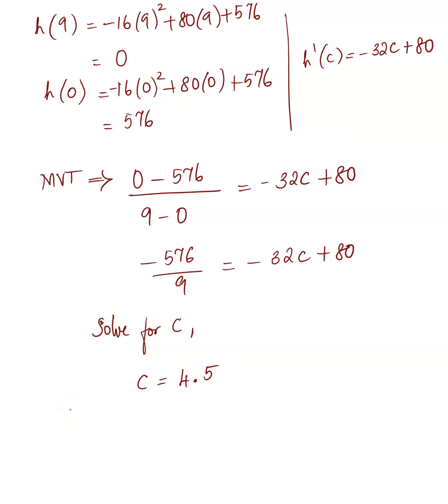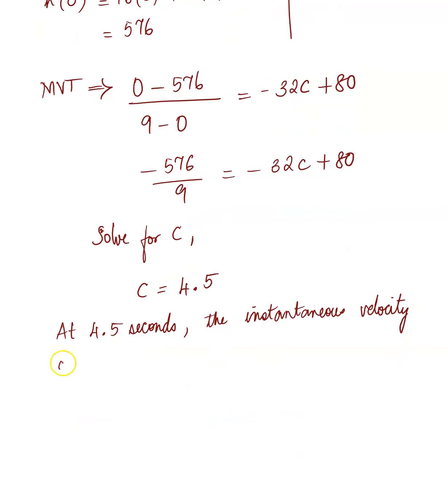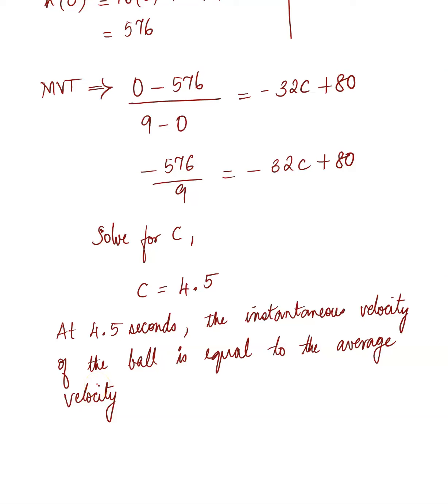Now, because it's a word problem, you have to interpret this. So at 4.5 seconds after launching, of course, then pull the sentence right from the question and say, the instantaneous velocity of the ball is equal to the average velocity during its trajectory.